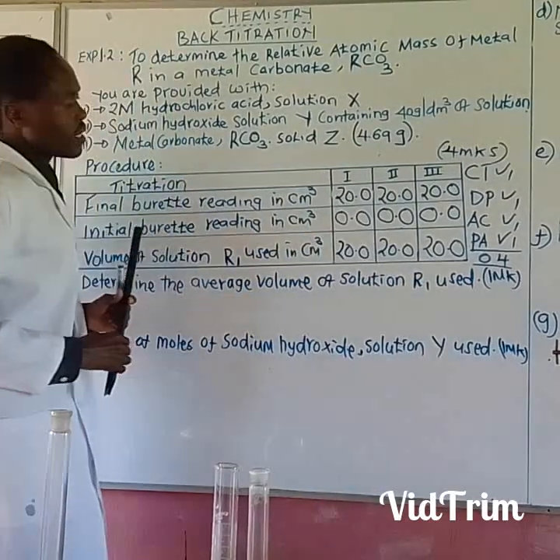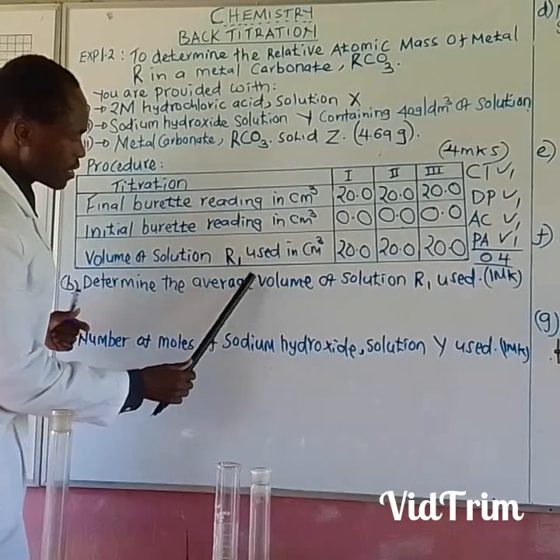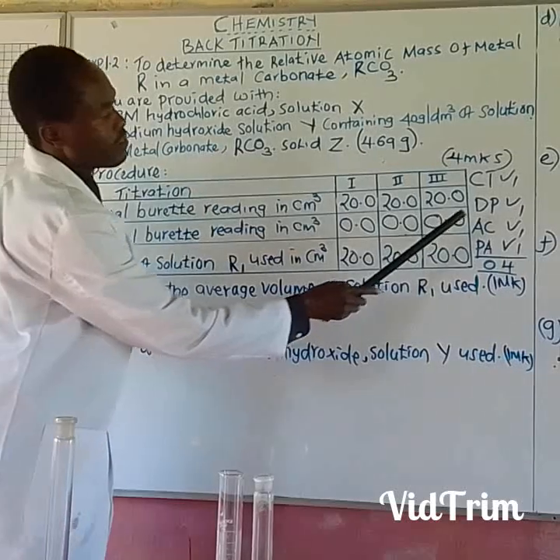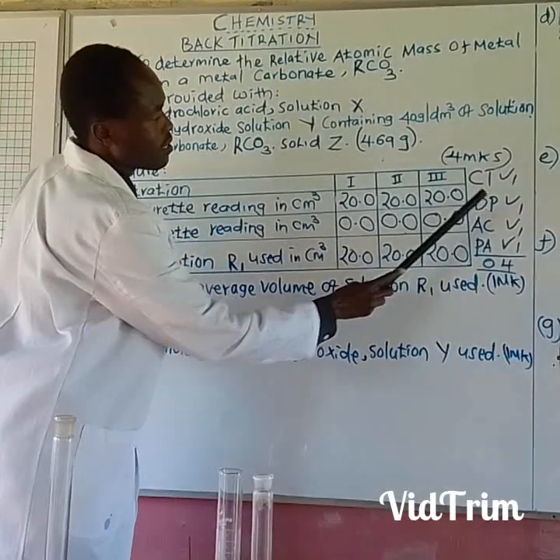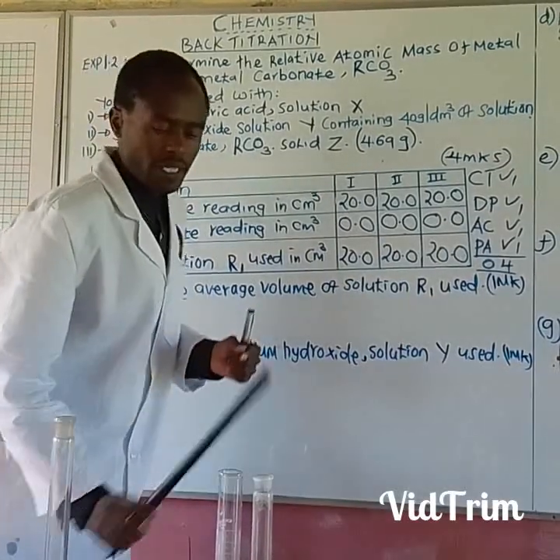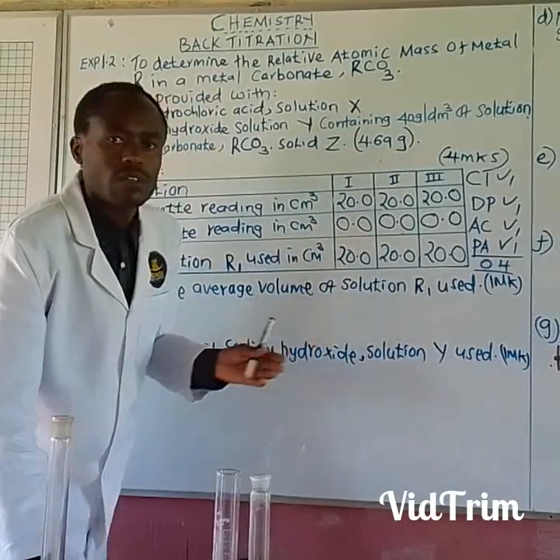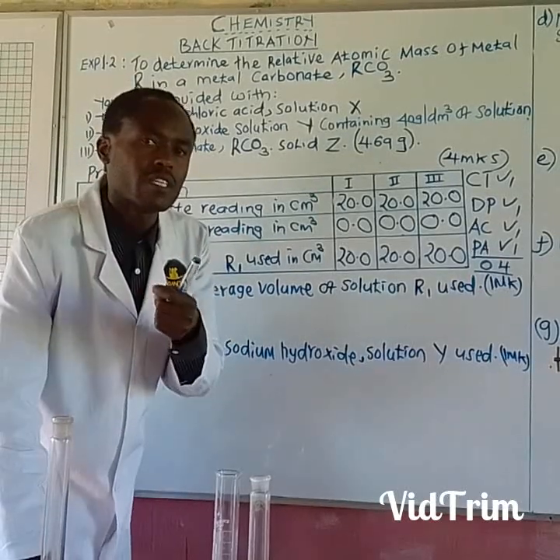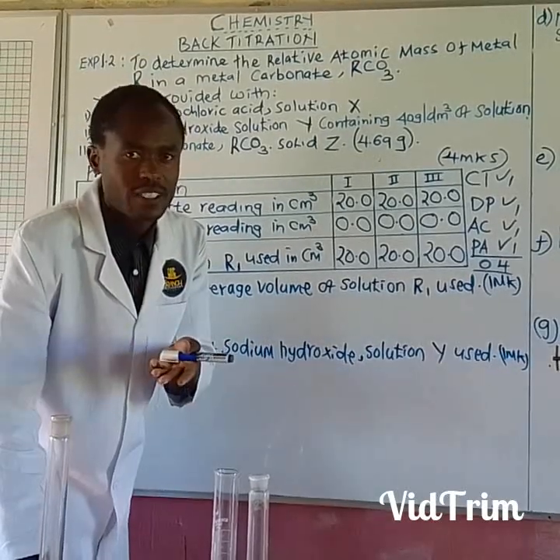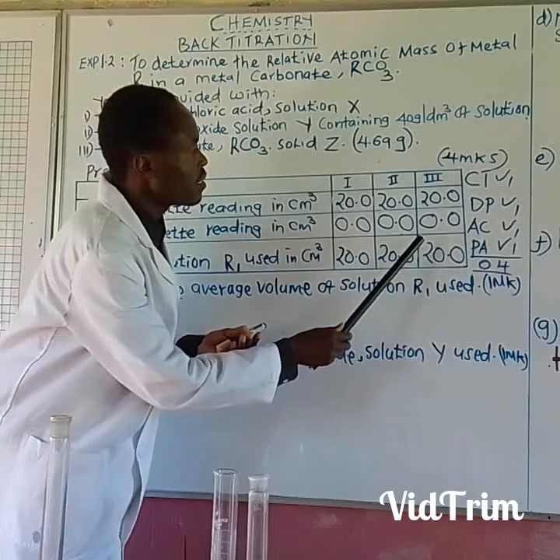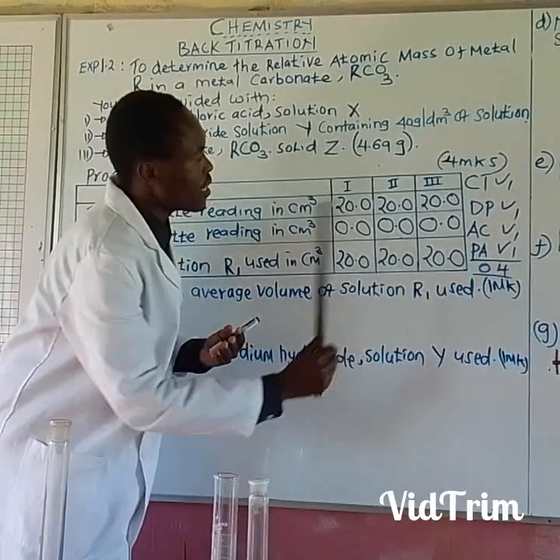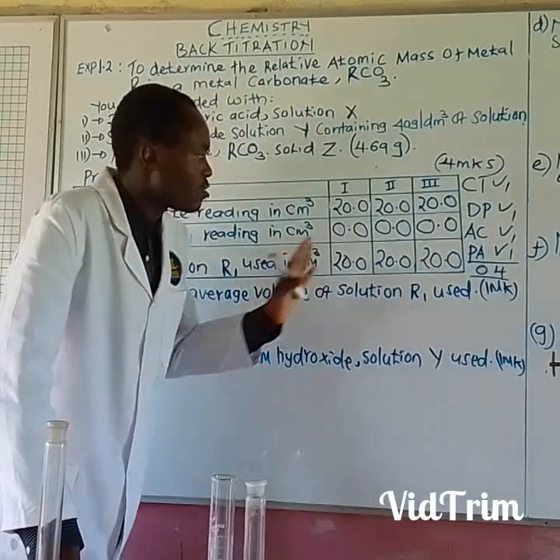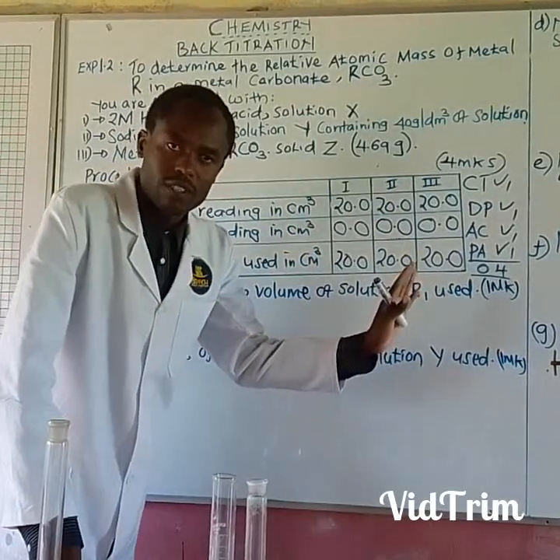Thereafter, you can now work out the other questions below the table. But I'll advise on decimal places. You can use one decimal place or two decimal places in the table, but it's advisable that you use one decimal place throughout. And if you use two decimal places, ensure it's also uniform. Is it okay, my student?